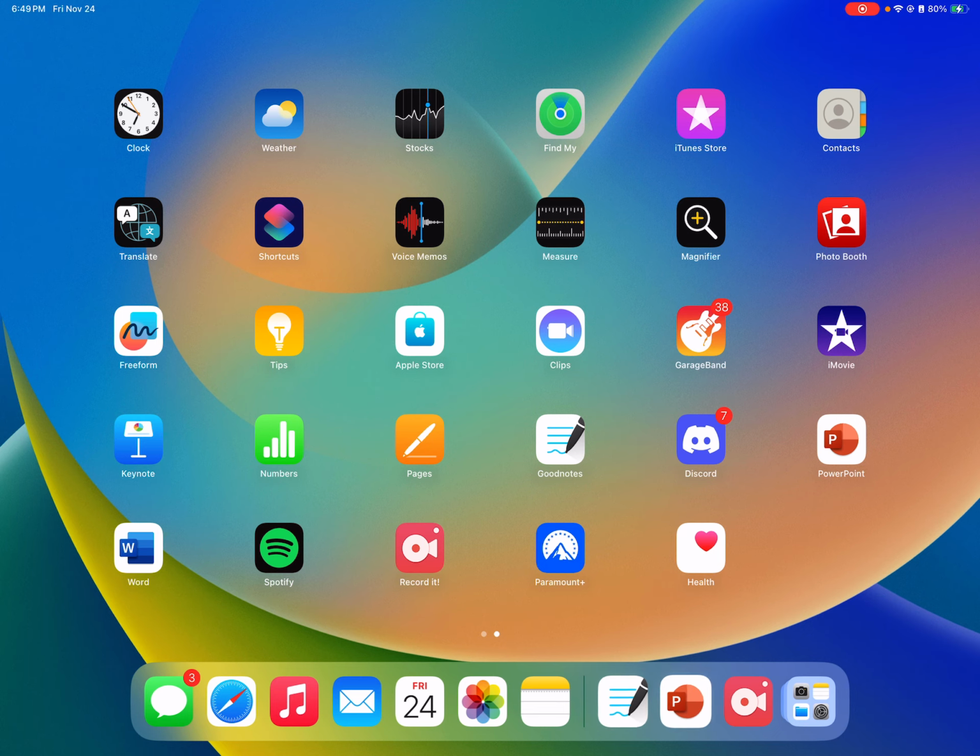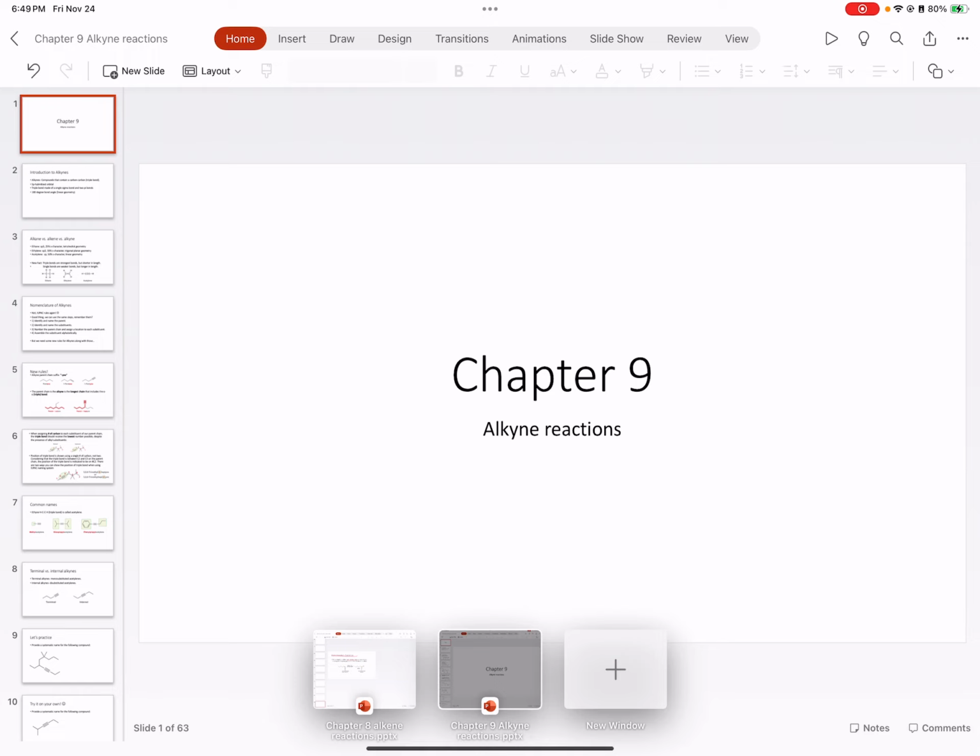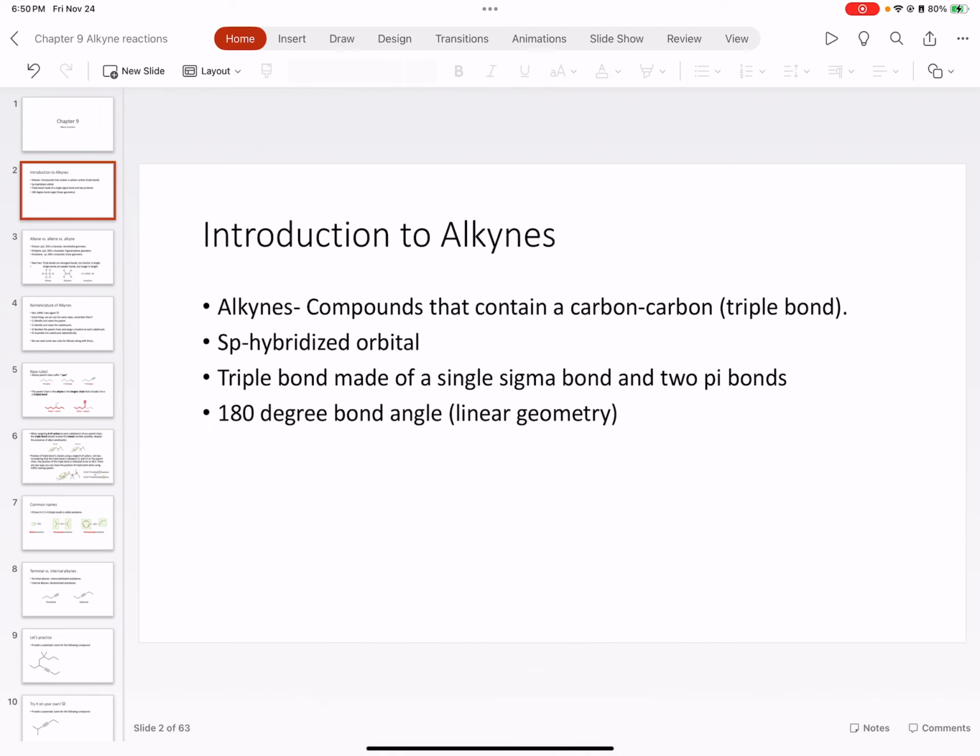So I thought that today we could go over chapter 9, which will be alkyne reactions. These are way nicer because I feel like they're a lot less picky than alkene reactions. But I still want you guys to remember your alkene reactions because they do show up a little bit more on the final than alkyne reactions in my opinion. So let's get started. Introduction to alkynes.